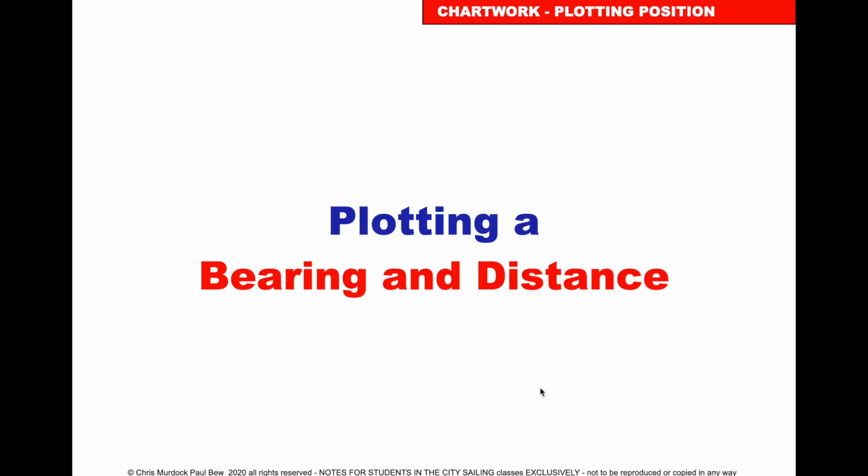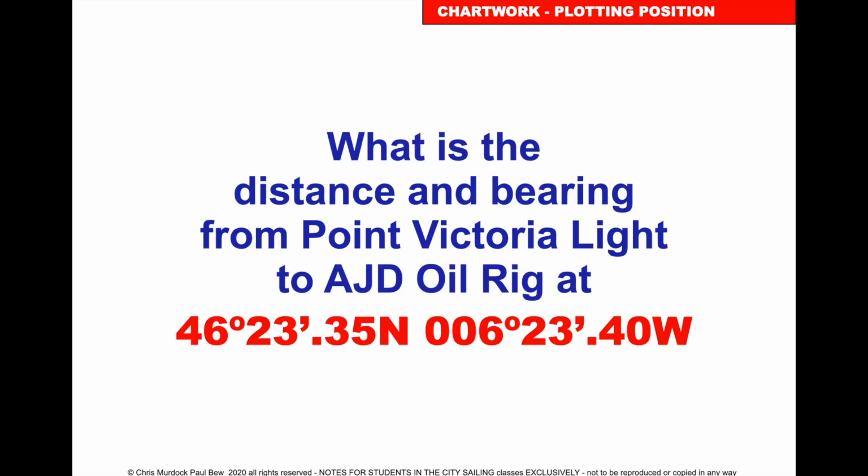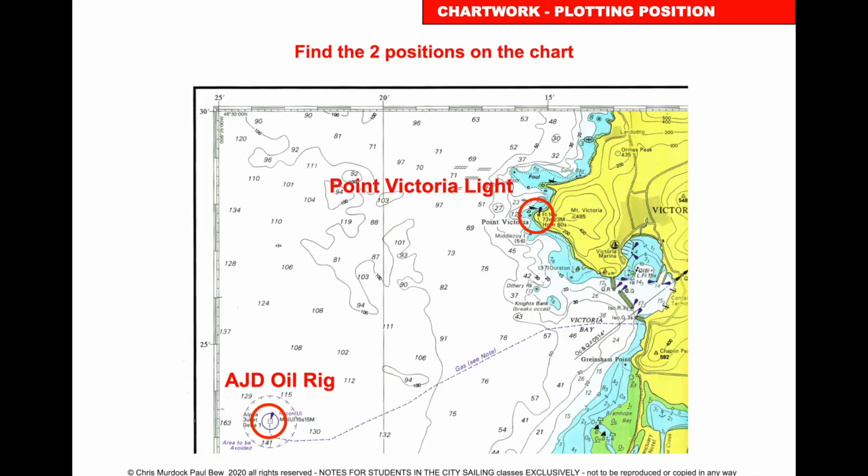Distance. Well, this is just the opposite way round of what we've just done. So we need to work out an angle between 2 points and how far it is. It's easiest explained in an example. So we're going to measure the distance and bearing from Point Victoria Light to the oil rig that we've just looked at.